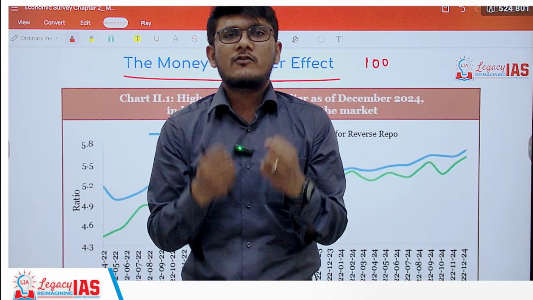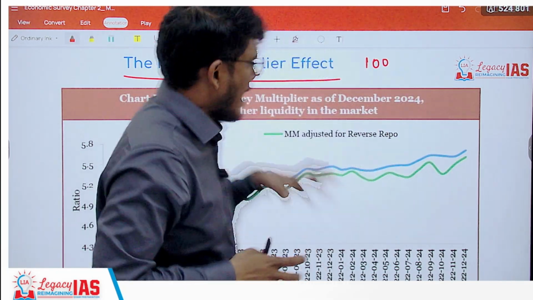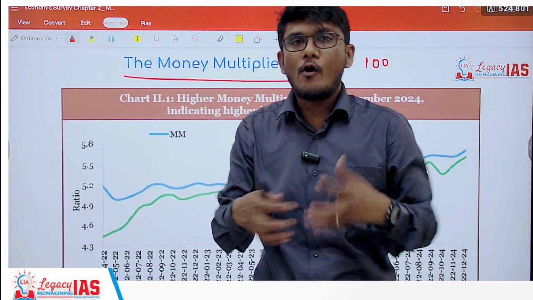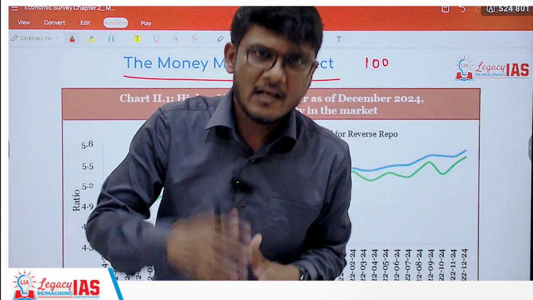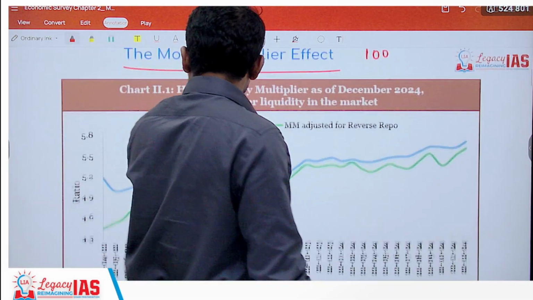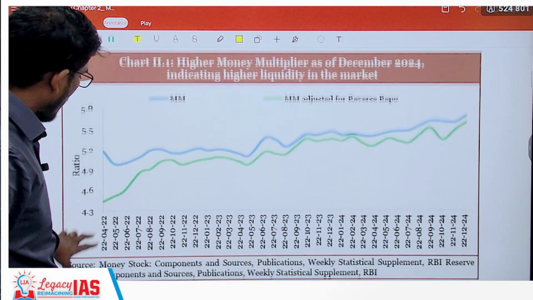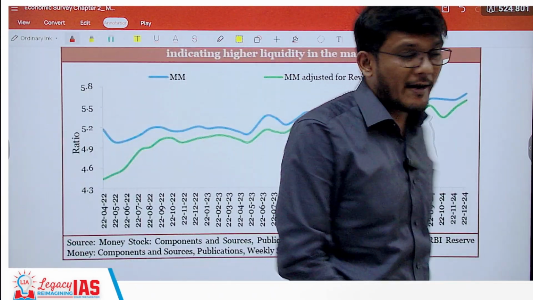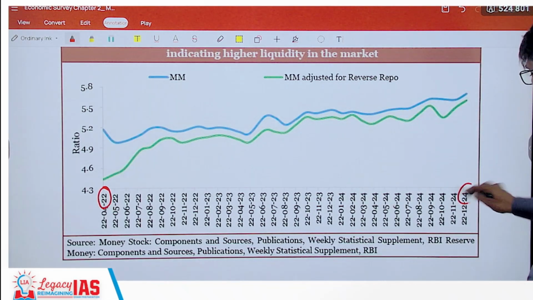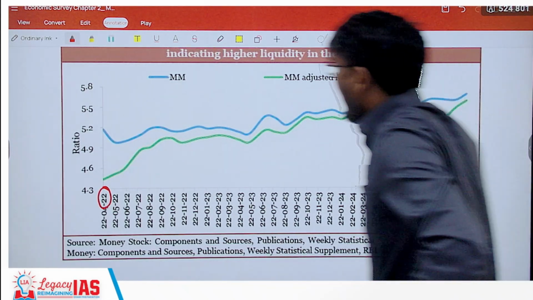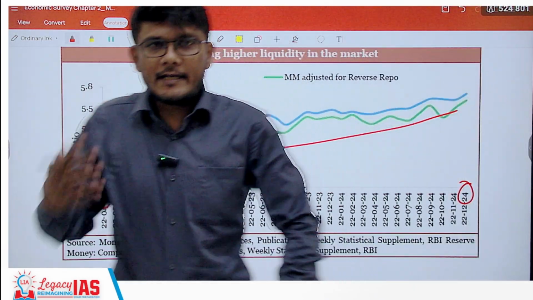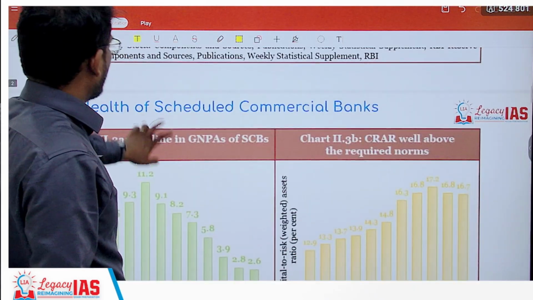So that is the concept of the money multiplier, and that impact itself has increased. That means people are spending more and more and more frequently, which is a good sign for the economy. Right. So if you can see the trend starting from April 2022, it goes up to December 2024, there is a continual improvement in, or increase in, the money multiplier effect.